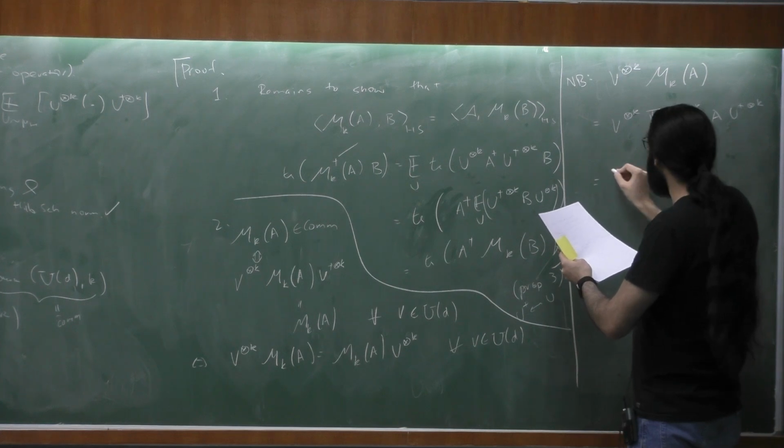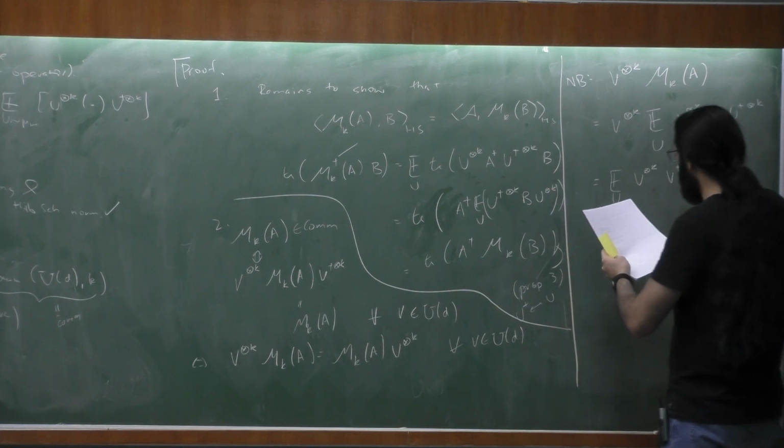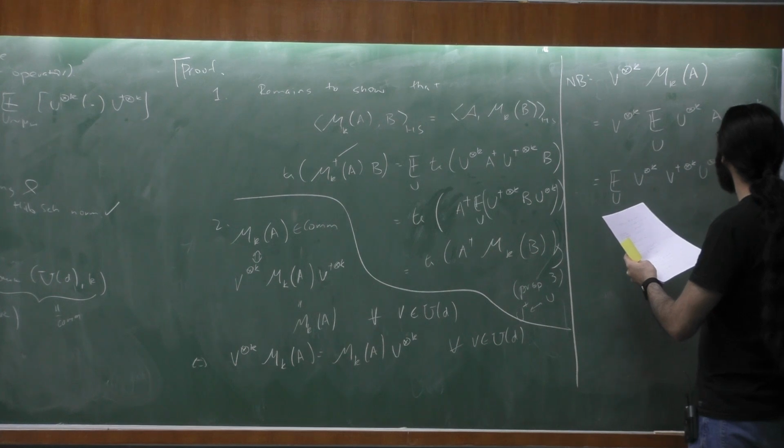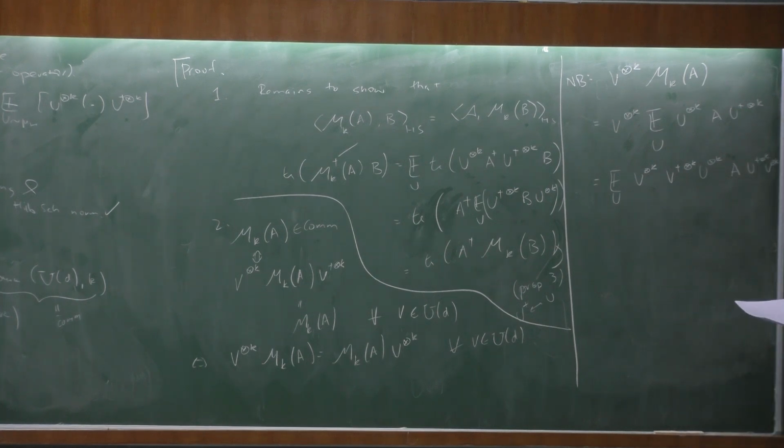What this tells us is that I can write the following. I can take the expectation outside, and write V tensor k, then V dagger tensor k, U tensor k, A, U dagger tensor k, and V tensor k. Okay, so why can I do this? Because I can always send U to some left multiply, right multiply, and so on. So those are fine. I can send U to V dagger U, and the expectation doesn't change. So I just did that and pulled out the trace.